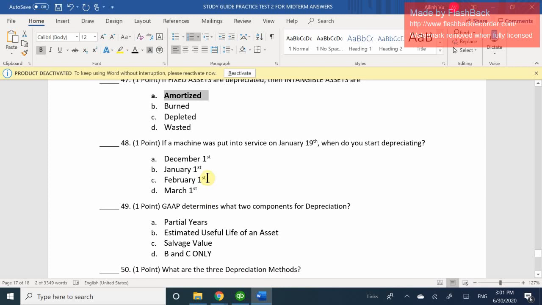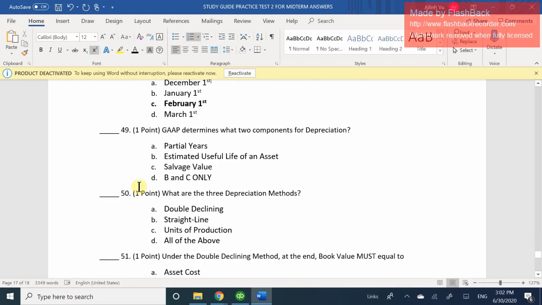Number 48. If a machine was put into service on January 19, when do you start depreciating? January. Yes. Why? No, actually, no. Why not January? Because it's after the 15th. It is after the 15th, so you would depreciate it when? February 1st. February 1st is correct. I said yes, and then I was like, wait, no, because it's on the 19th, so be careful that you're aware of the specific date, okay? So in this case, we don't depreciate January, we depreciate the month after.